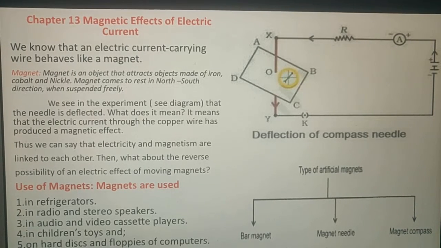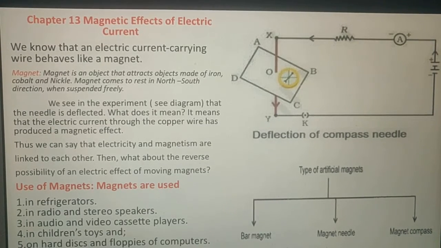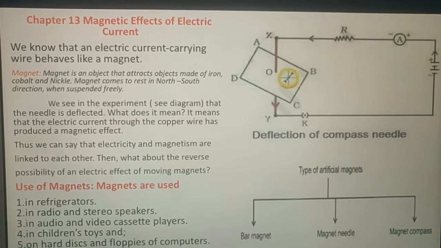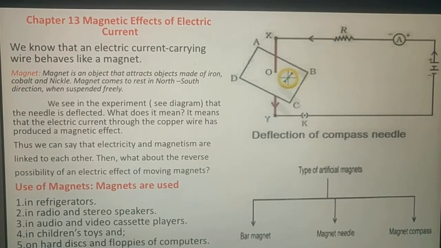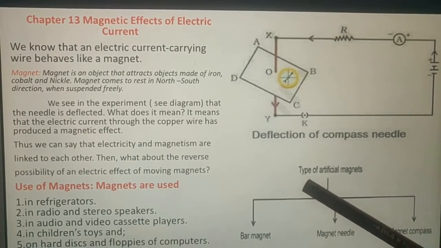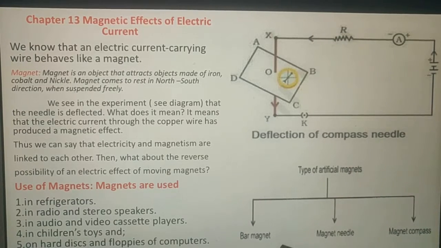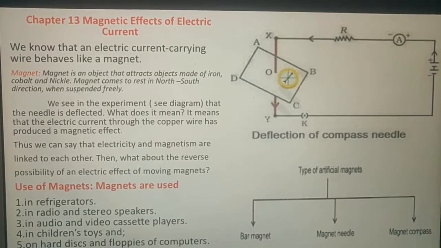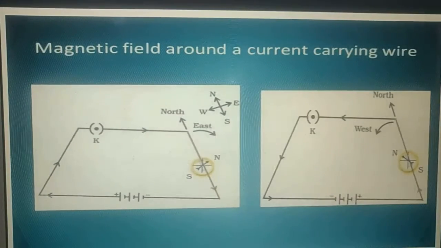Then what about the reverse possibility of an electric effect of moving magnets? We will see it later. Use of magnets. Magnets are used in refrigerators, in radio and stereo speakers, in audio and video cassette players, in children's toys, and on hard disks and floppies. You may see here types of artificial magnets: bar magnets, magnetic needle, and lastly the magnetic compass.